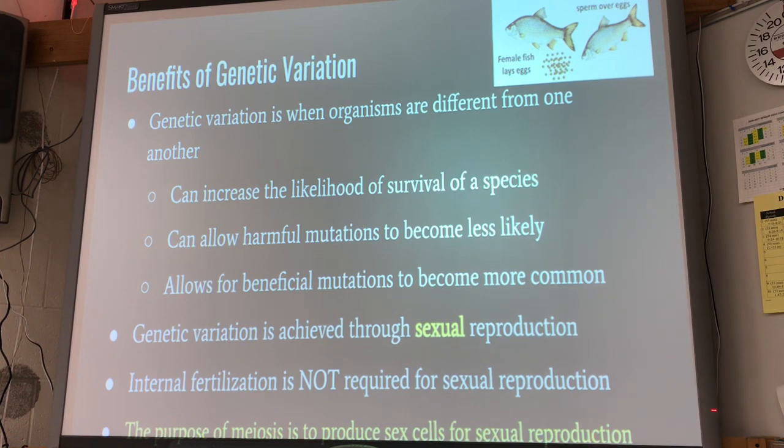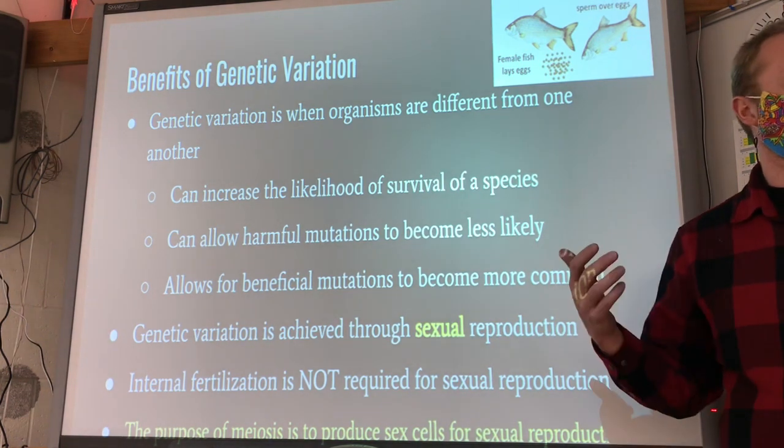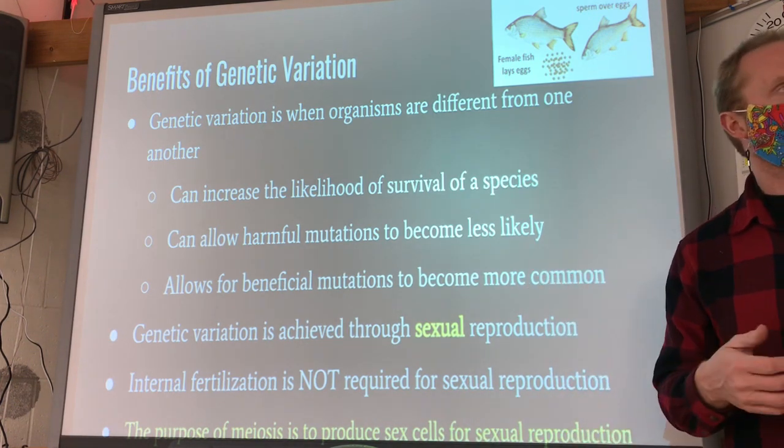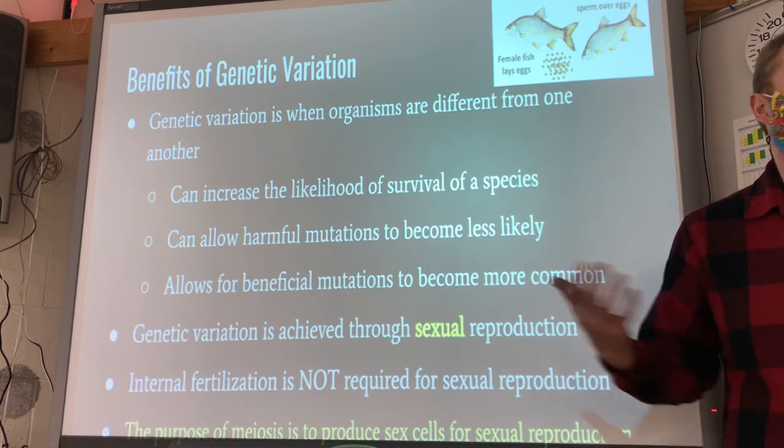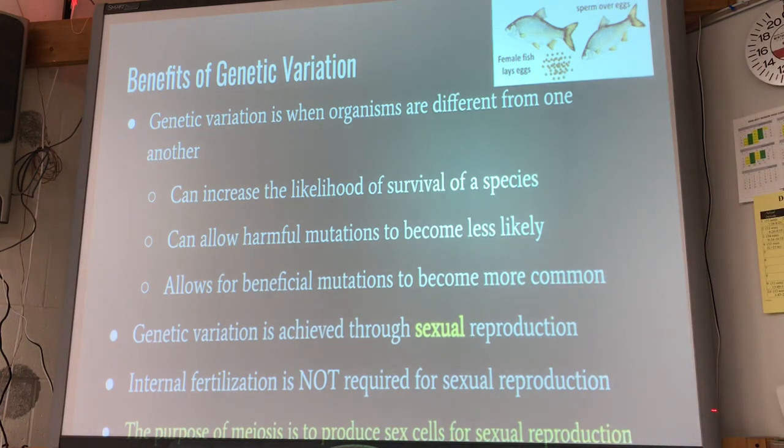And the same thing is true with the HIV virus. There are some people who just don't get HIV because they have some mutation on their DNA, in their chromosomes. So genetic variation is helpful for survival of a species as a population. And we can get these variations through sexual reproduction.